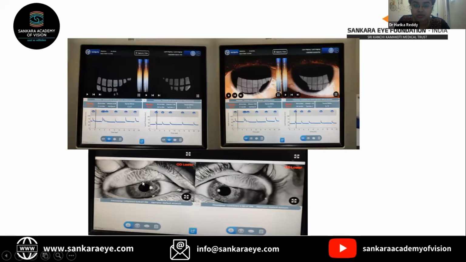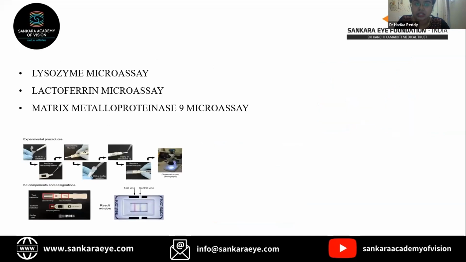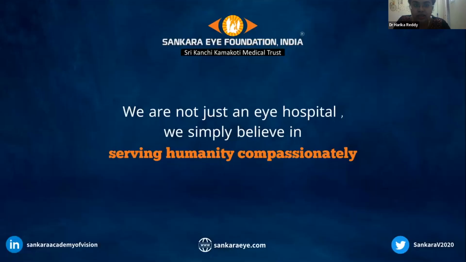showing some gland dropouts. And the tear film hyperosmolarity test, where according to the National Eye Institute, it is considered abnormal if it is more than 316. According to the FDA, if it is more than 308, it is considered abnormal. And an inter-eye difference of 8 mOsm/L is also considered. Other tests like lysozyme microassay, lactoferrin microassay, and matrix metalloproteinase 9 microassay can also be done. Thank you.